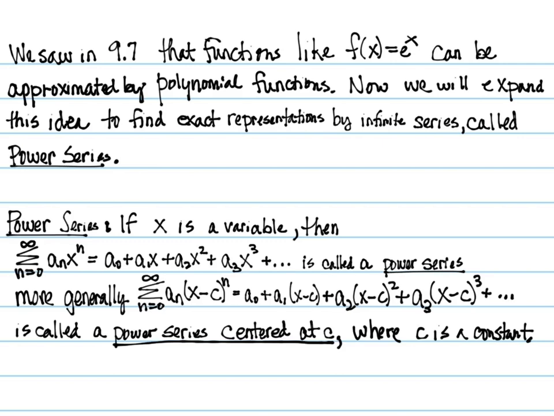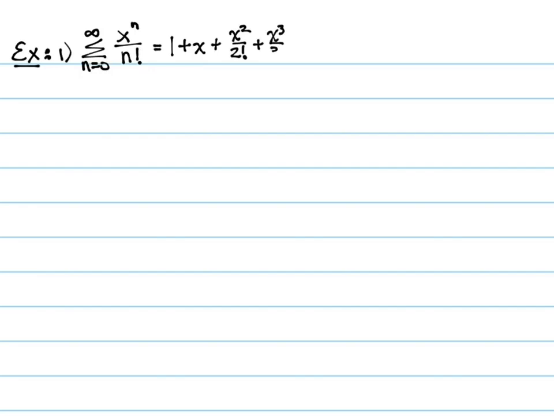So let me give you a couple of real quick examples so you can see what these look like, and then we'll do some problems with them in a moment. For example, if you had the summation from n equals 0 to infinity of x to the n over n factorial, this would be an example of a power series. If we wrote out a few terms, it would look something like 1 plus x plus x squared over 2 factorial plus x cubed over 3 factorial, and so on. And this would be a power series centered at 0.